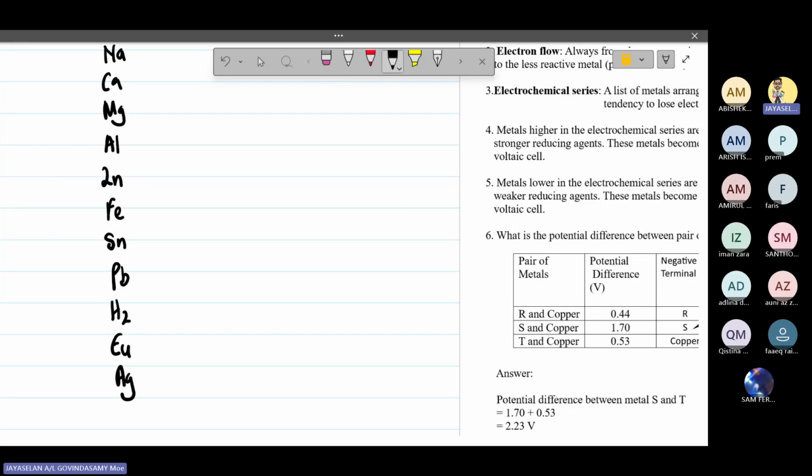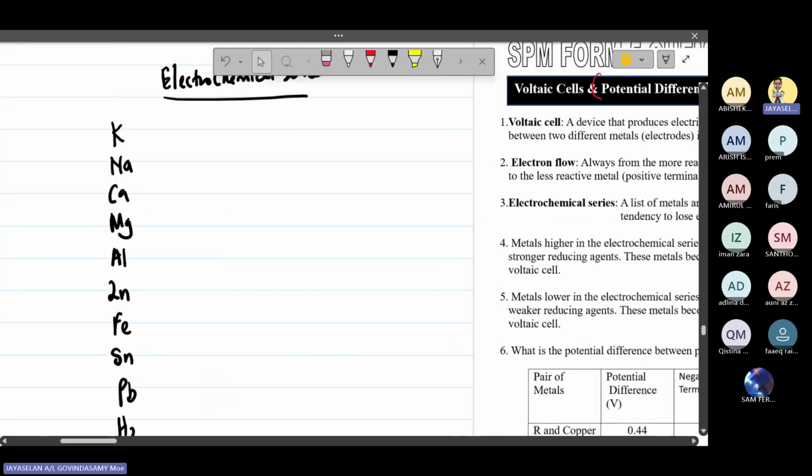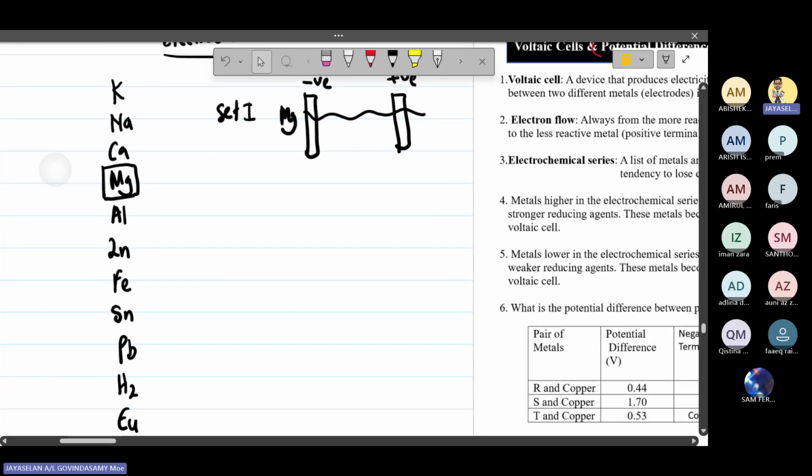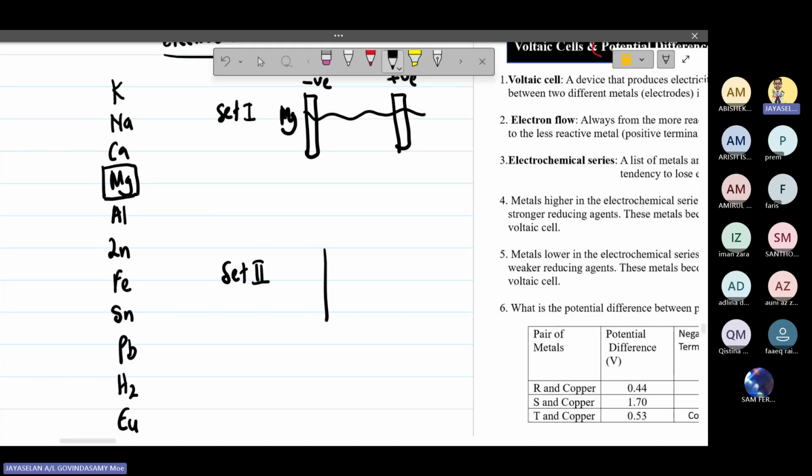Okay, faham? Okay, katakan dia ambil dua electrode. Okay, let's say they do the set 1. Okay, satu voltaic cell dia ambil, dia ambil magnesium. Okay, magnesium negatif. Okay, dia ambil magnesium, saya letak simbol magnesium, dia ambil copper. Copper positif. Okay, so ini adalah larutan lah. Okay, dia ambil set 1. Okay, dia ambil set 2. Satu lagi set, dia ambil zinc. Ini adalah electrode zinc and dia ambil copper.